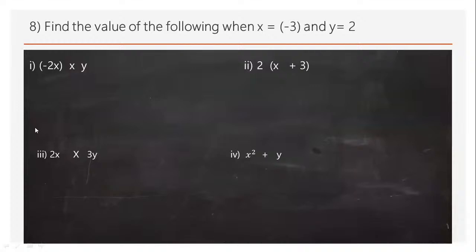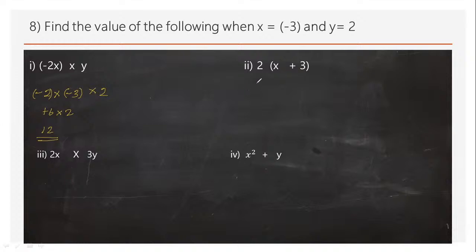8. Find the value of the following when x equals minus 3 and y equals 2. Minus 2 times, substitute the value for x, minus 3, times y, the value is 2. Multiply minus 2 times minus 3 is plus 6, times 2, plus 6 times 2, the answer is 12, plus 12.